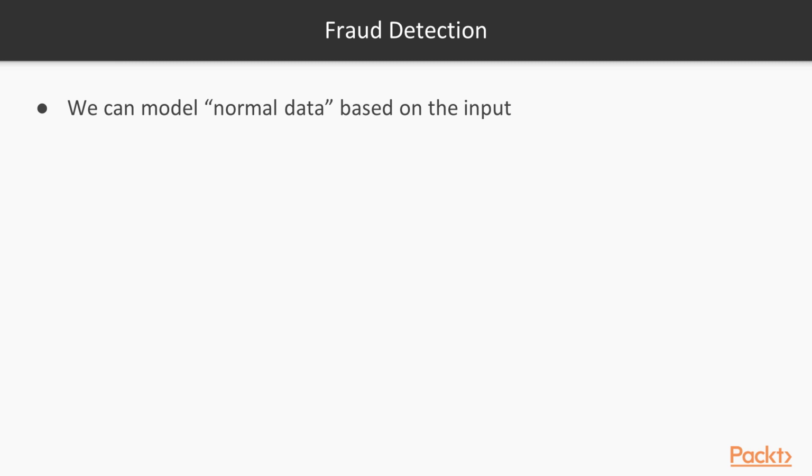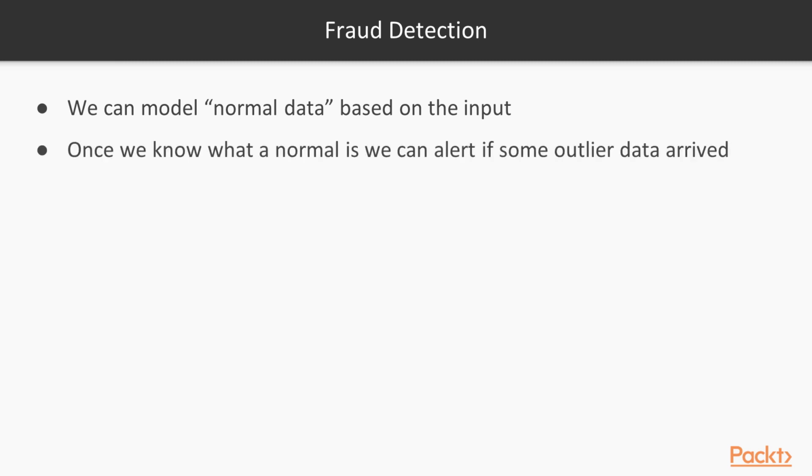For example, we can model normal data based on the input. So based on the history data and features, we can train our model to find out if data is normal. When a new data point, new record features arrive in our system, we will apply the same logic that we did when we trained our model. So we'll use the model that was already trained to know what an anomaly is, and if it is an anomaly, an outlier, we can alert some external system to react accordingly.